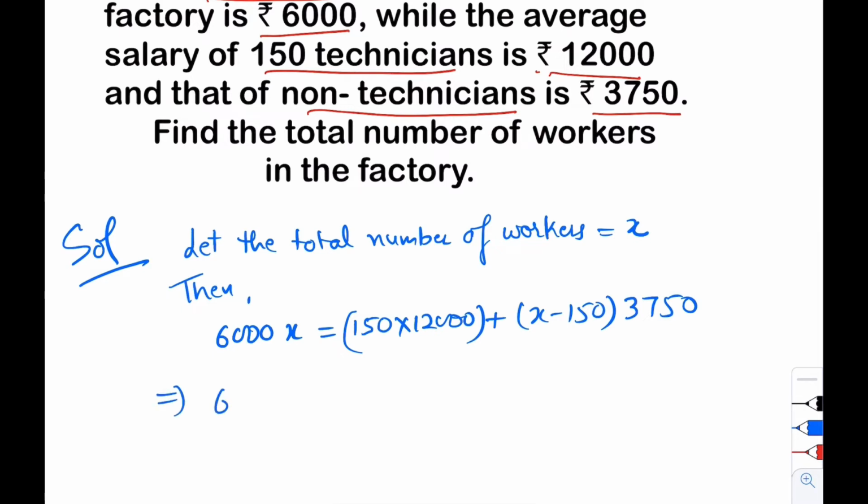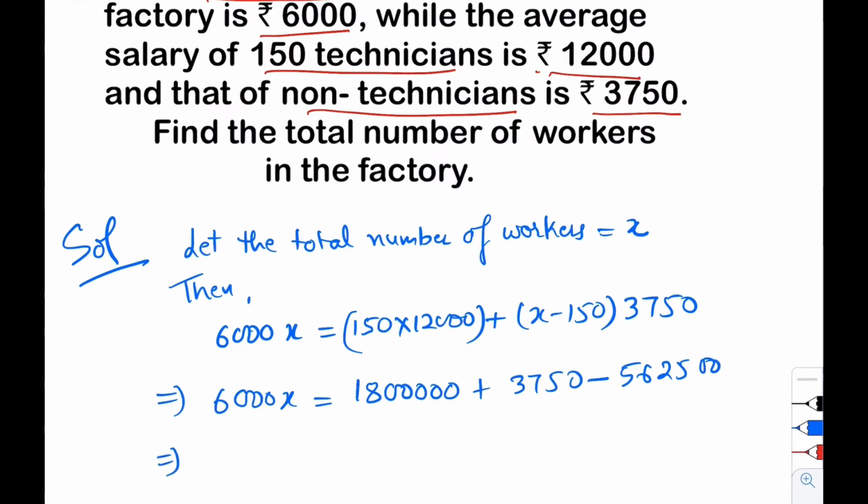This implies 6,000x is equal to 1,800,000 plus 3,750 x minus 562,500. And this implies x, here x also, 3,750x.